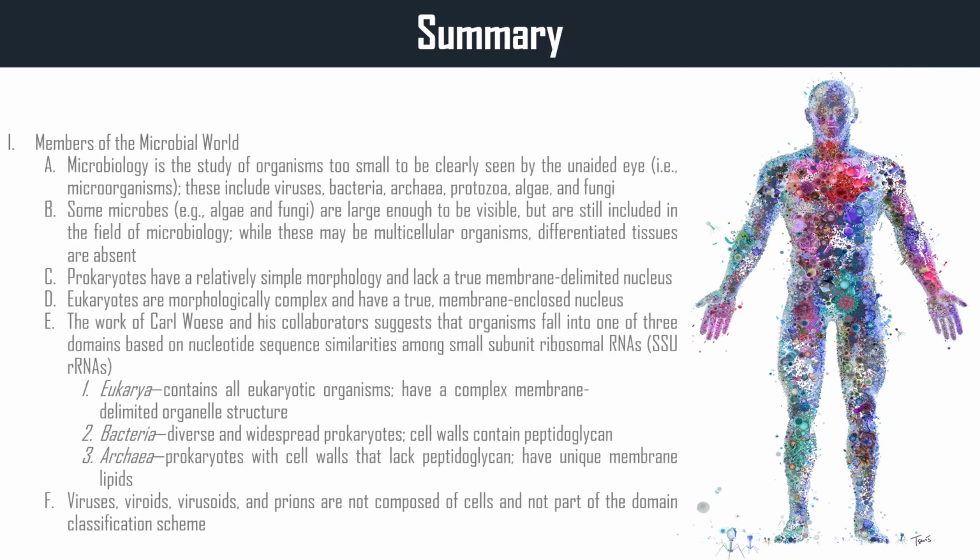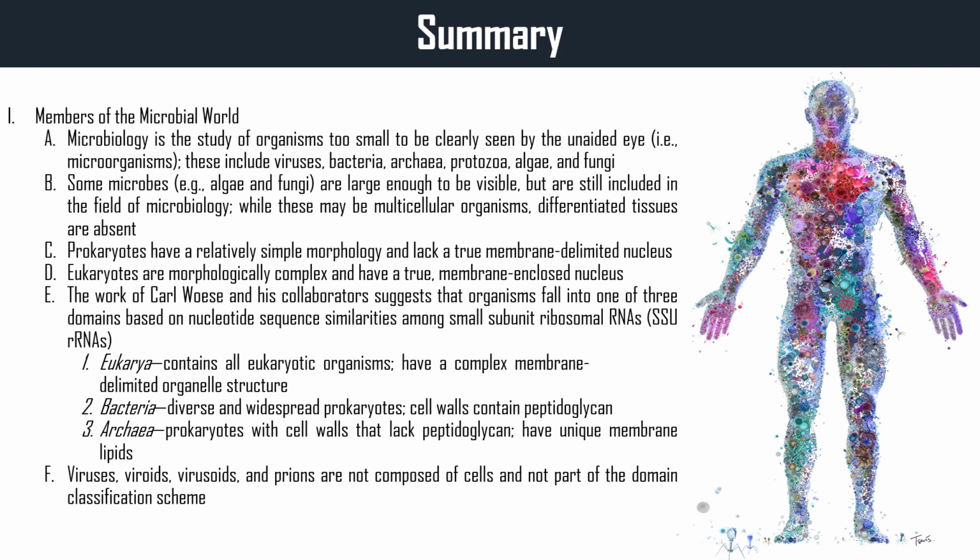Next, we're going to summarize what we learned today. Members of the microbial world. Point number one we said is that microbiology is the study of organisms too small to be clearly seen by the unaided eye. These include viruses, bacteria, archaea, protozoa, algae, and fungi. Some microbes, for example algae and fungi, are large enough to be visible but are still included in the field of microbiology. While these may be multicellular organisms, differentiated tissues are absent.